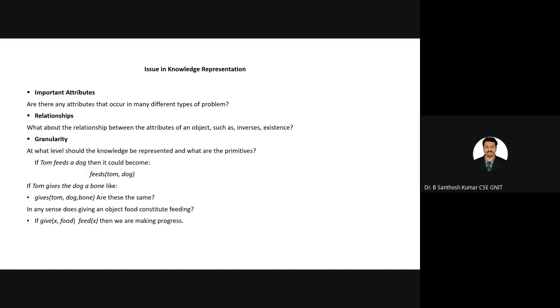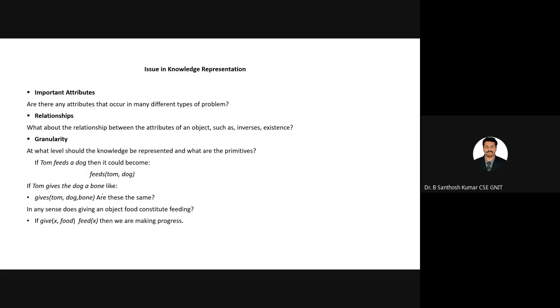Then the next one is relationship. Relationship means the relationship between the attributes of an object, such as inverses and existence. Then the next one is granularity. Granularity means at what level the knowledge should be represented and what the primitives are.